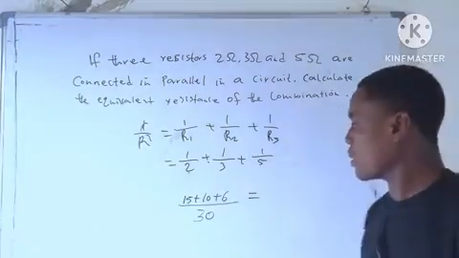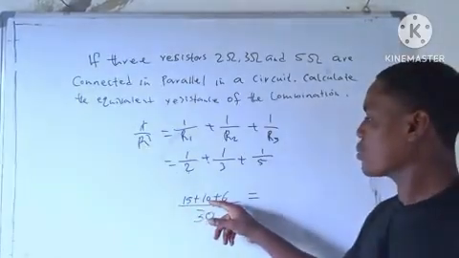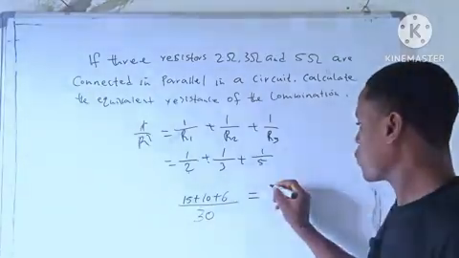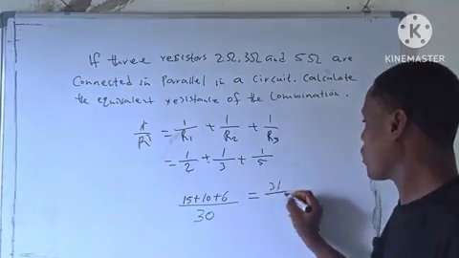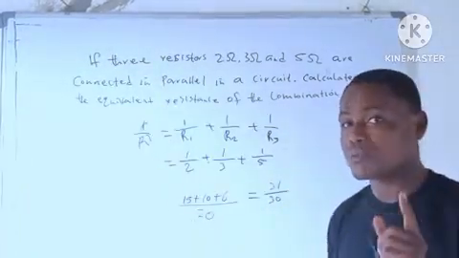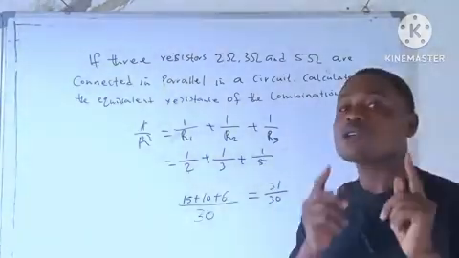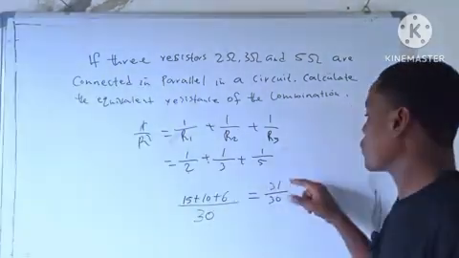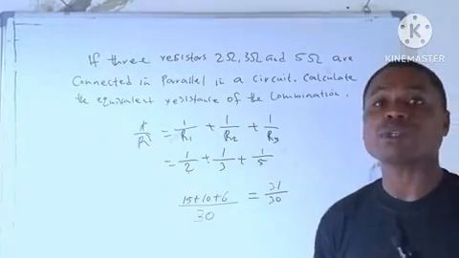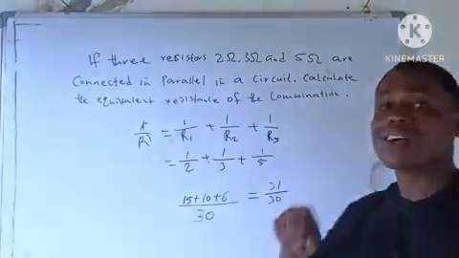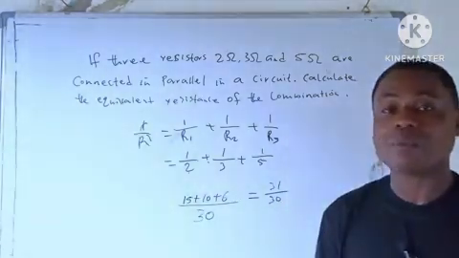Now let's add everything together. 15 plus 10, 25, plus this one is what? 31. So we have 31 all over 30. Now, don't rush. Are you getting it? I know most of you, once you solve to this point, you just press your calculator, 31 divided by 30, you will get the wrong answer. But still yet, you will see the answer in the options in the exam.